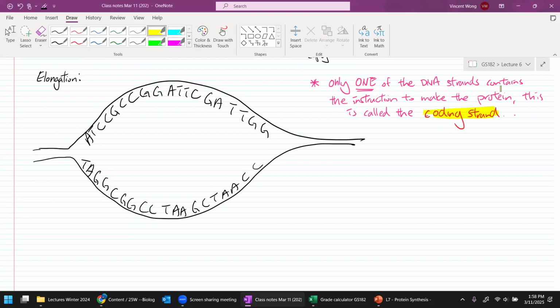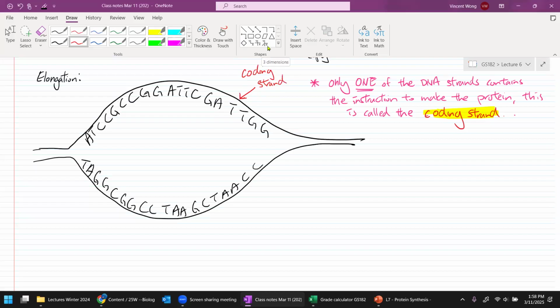make the protein. Okay. Don't memorize it as always the top or the bottom. You wouldn't know. I would have to tell you. So on the test question, I'll say the top one is coding or the bottom one is coding. Okay. So we're gonna have the RNA polymerase come along, and it's gonna make a copy of the coding strand. Let's just say, in this example, the top is the coding. Okay, again, it could have been the bottom. You don't know. I'm gonna tell you on the test.